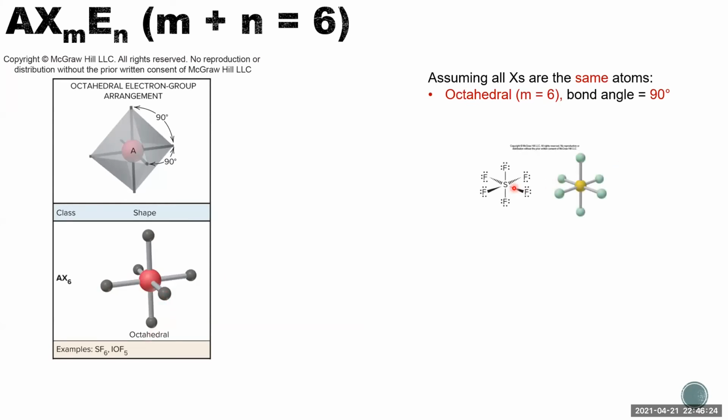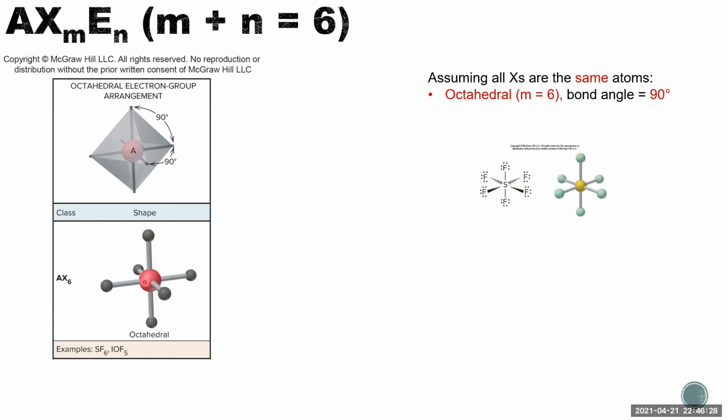Okay. Finally, let's talk about the case m plus n equals 6. Again, assuming all X are the same atoms, the ideal shape is octahedral. M equals 6. Any of the bond angles here is 90 degrees. The example is sulfur hexafluoride.